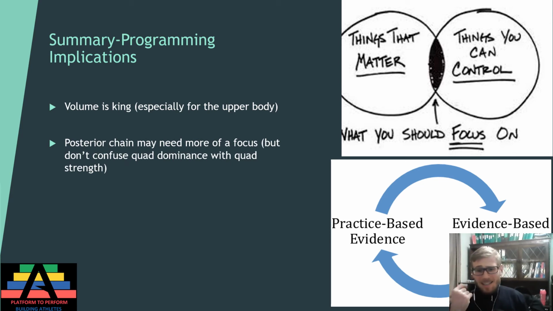Posterior chain, as I said, might require a little bit more focus, because the relationship or the ratio between quadricep strength and hamstring strength when girls go through puberty seems to be a lot more biased towards the quadriceps. However, don't confuse quad dominance for strong quads. They are not the same thing. Just because someone has stronger quads than their hamstrings does not mean they have strong quads.